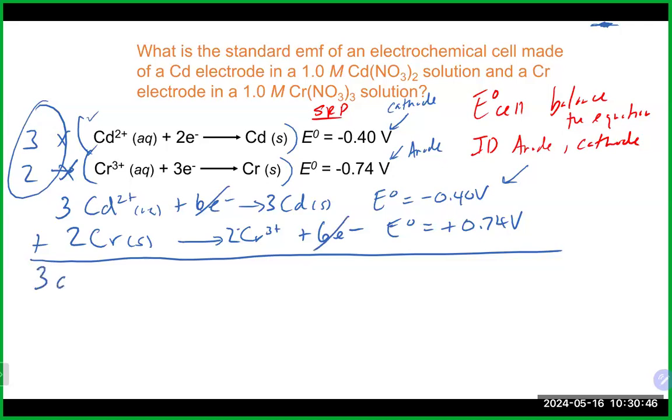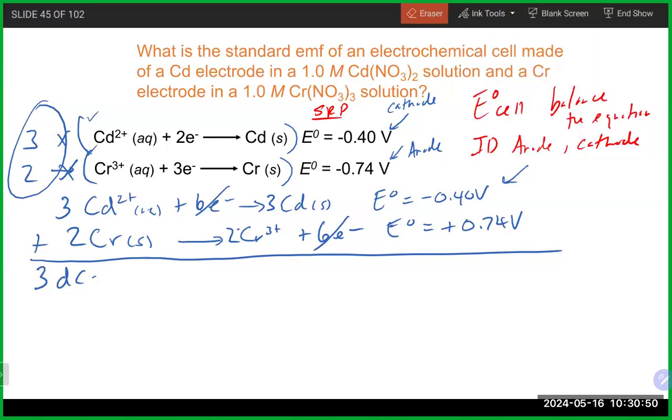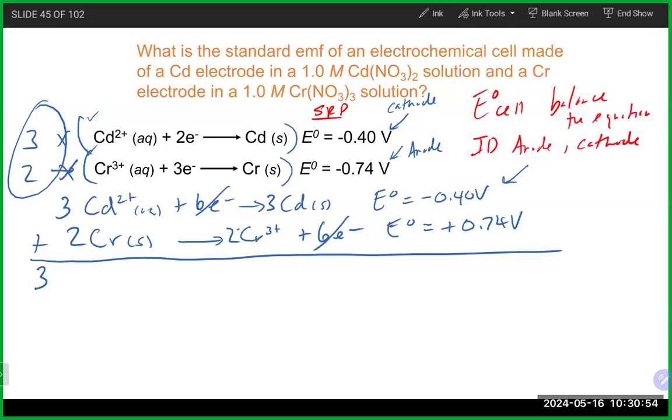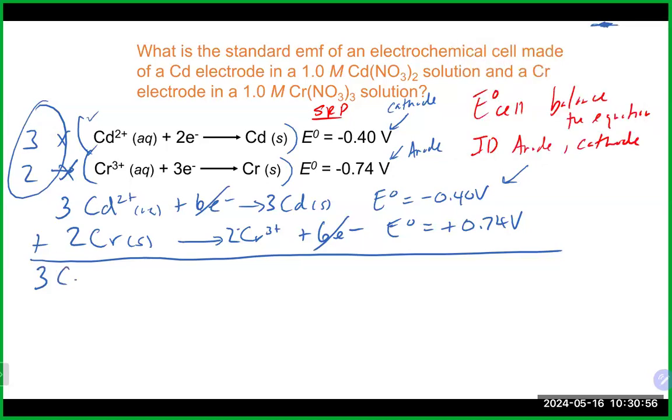Gives me my 3 cadmiums, plus my 2 chromiums, going to my 3 cadmiums on the right and my 2 chromiums there on the right hand side.